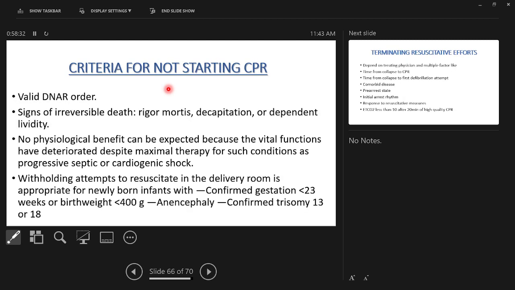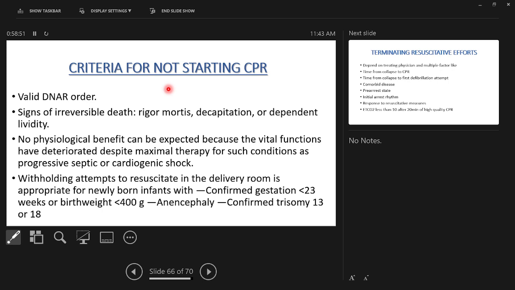Then what are the criteria for not starting CPR? If a patient has a valid DNR order, or if we find signs of irreversible death, like rigor mortis, decapitation, or dependent lividity, then we shouldn't try for CPR.